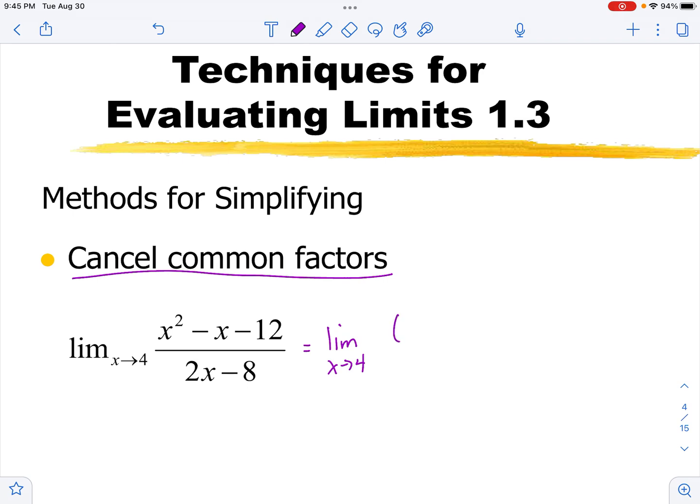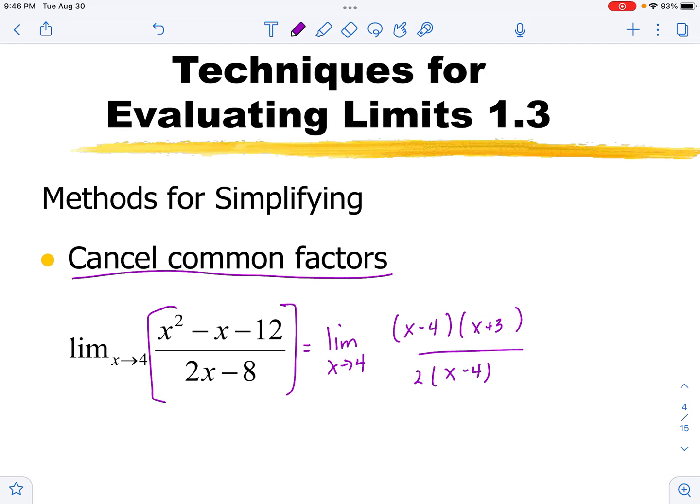So we're going to factor the numerator. So when we factor this, we would have x minus 4 and x plus 3. We're going to factor the denominator as well. And what we see is they have a common factor. If we were to do direct substitution right now, we'd get 0 in our denominator. So we can't necessarily do that because really this entire function is undefined at 4.